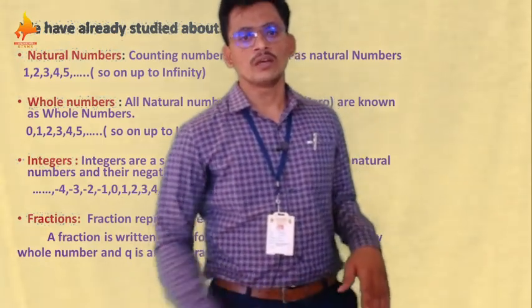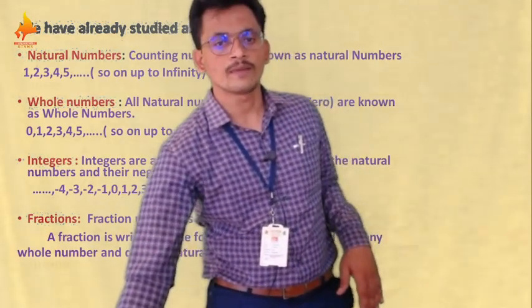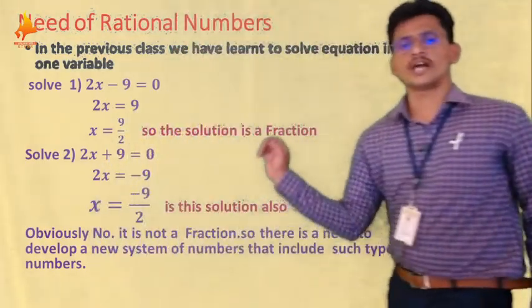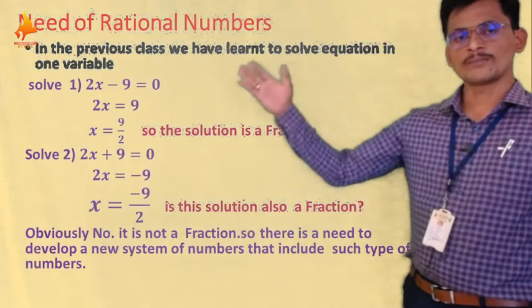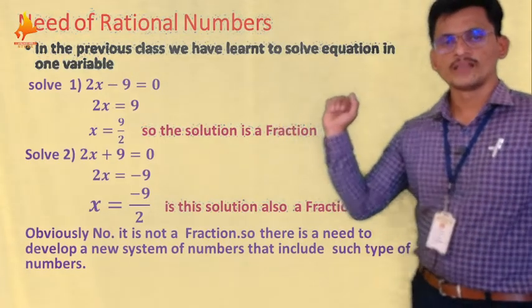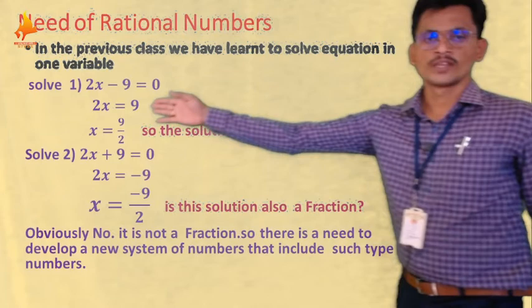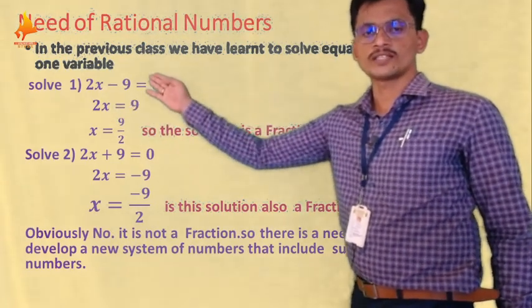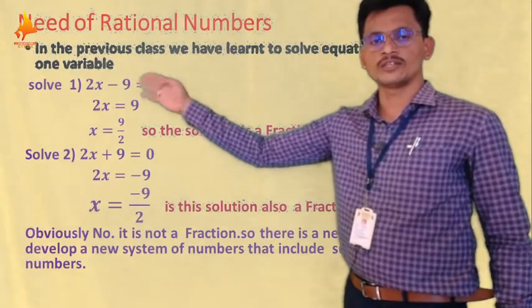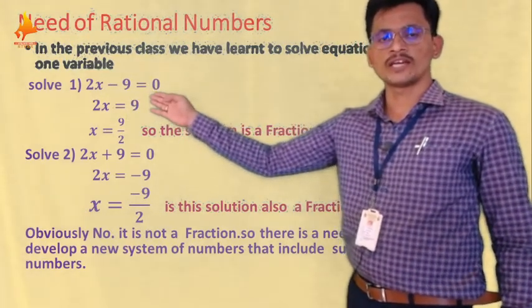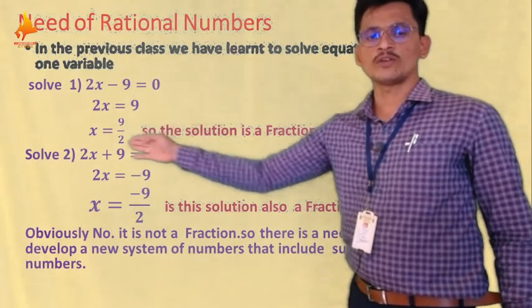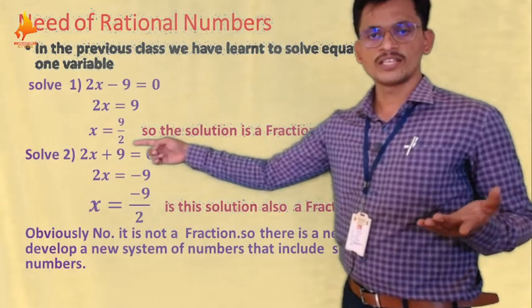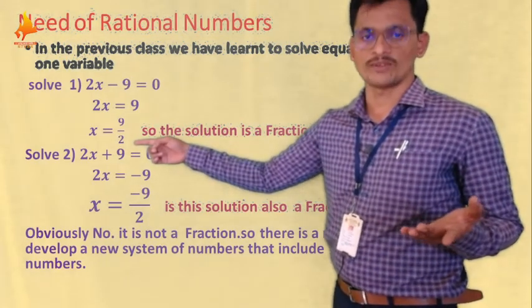Now just check this example, an equation. You already studied how to solve equations. For example, 2x minus 9 is equal to 0. Here is minus 9; as it is minus 9, we have to shift it towards the RHS, so we do the addition. So 2x is equal to 9, and x is equal to 9 by 2. And 9 by 2 is obviously a fraction. It is called an improper fraction.